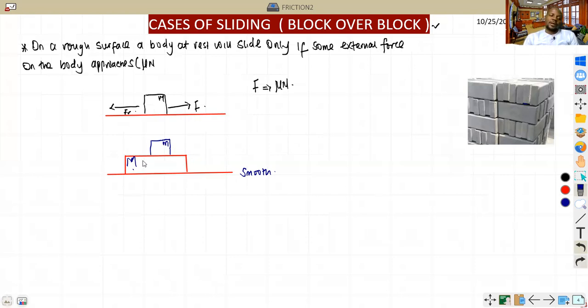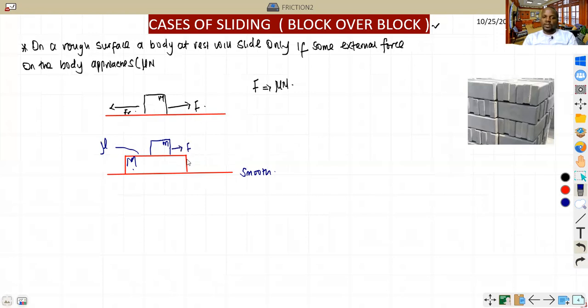So back to what I'm saying now. Here, there will be a coefficient of friction that exists between these two blocks, which we call mu. The coefficient of friction exists because of the nature of roughness.